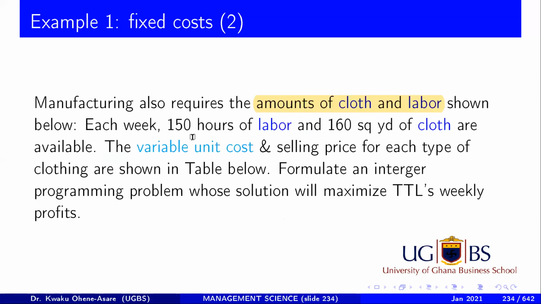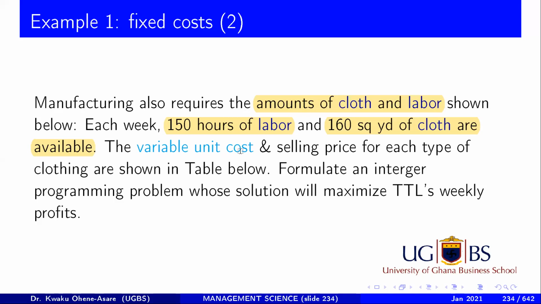Now, let's move on. We are told that each week, 150 hours of labor and 160 yards of cloth are available. That word available should always give you a clue that these will be on the right-hand side of the resource constraint. You see, the way I'm reading it is to the extent of understanding it. And the same thing you do. When you are reading it, you got to read it with the intention of understanding it. You don't just read it, but you read to understand.